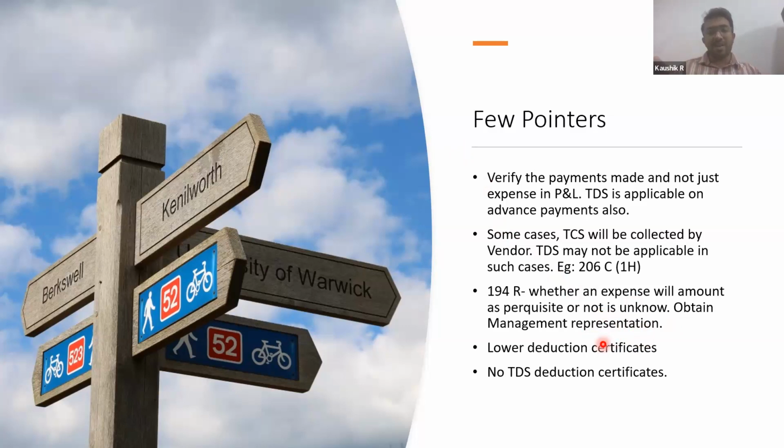We will take from the management a representation that whatever benefit or perquisites are given to our customers or our vendors, for all those amounts we have done the TDS. Like that, we'll have to obtain TDS declarations from the management and accordingly close the tax audit report. Is it clear? Any doubts here?